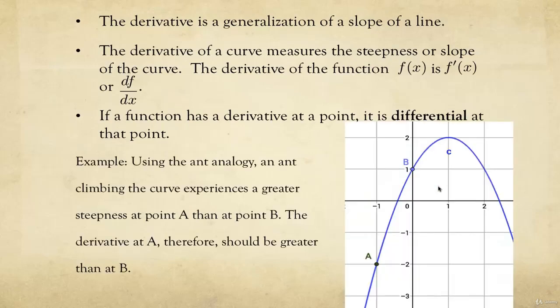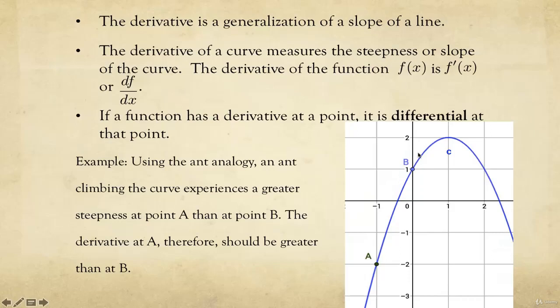Okay, so here's the ant analogy again. Suppose you have an ant that is trying to climb up this curve. And of course, because this is a curve, it's easy to see that the ant's experience in climbing up this curve is different at every point on the curve. So for example, if the ant is at position A, then you can see that it's actually harder for the ant to move up the curve than it is once it gets to position B.